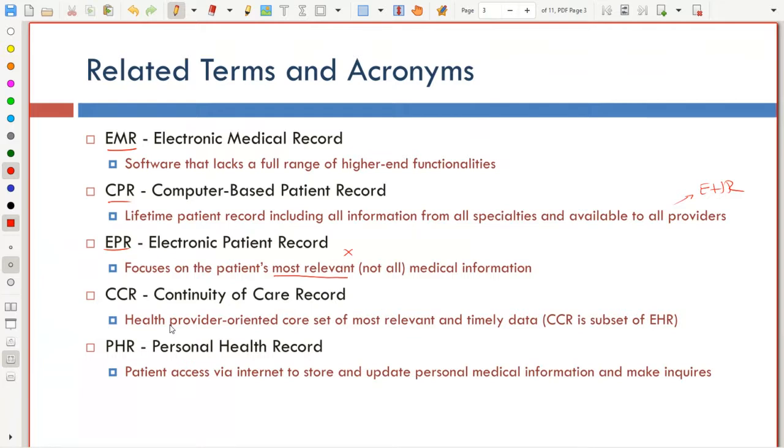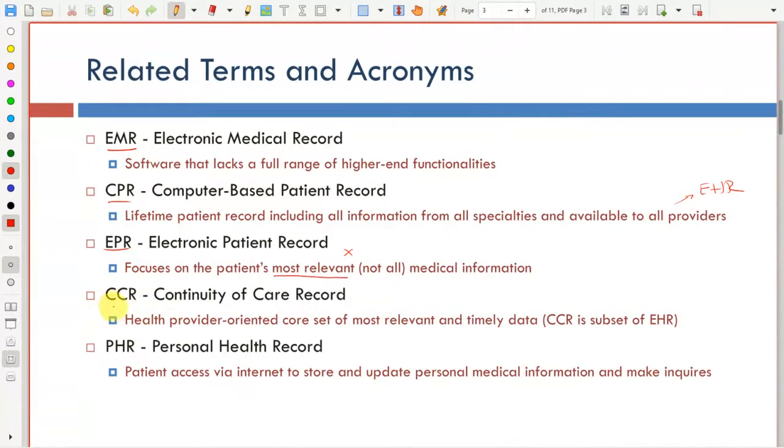So they come up with, I don't know, such terminologies that are very similar to EHR, but slightly different. And they claim that their software is better because, for example, it focuses on the most relevant information, so it's most efficient for the doctor. But in reality, if you have any software that has any of these terminologies, it's very likely to be exactly the same.